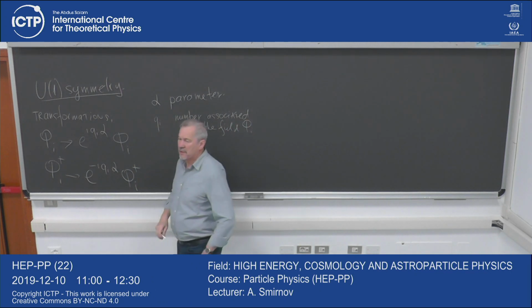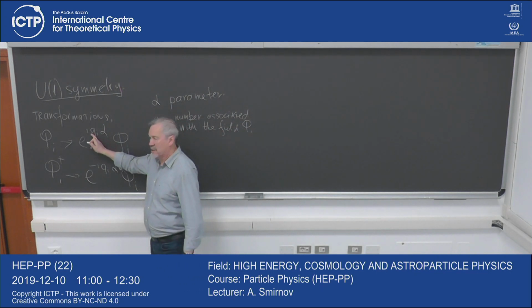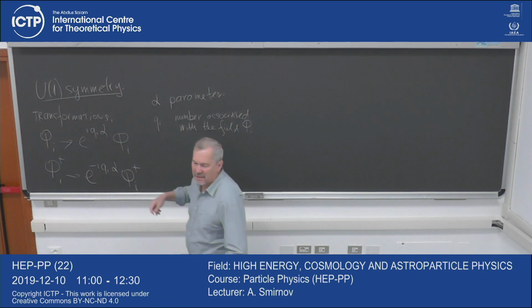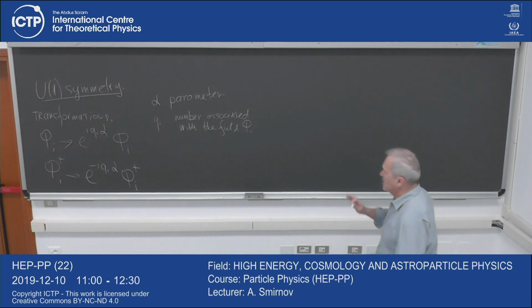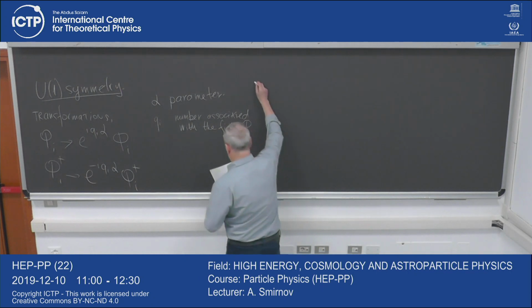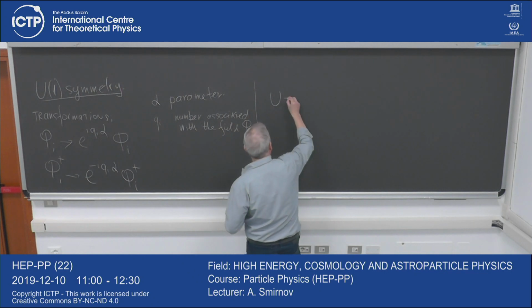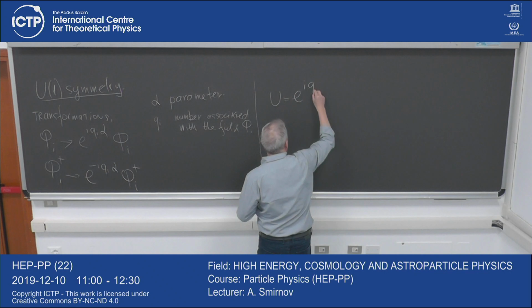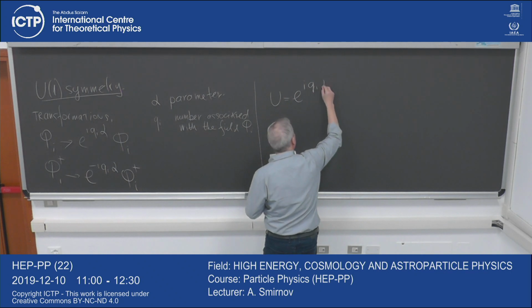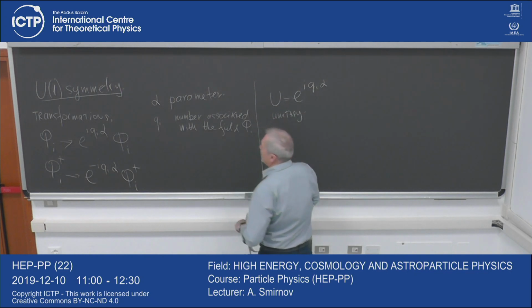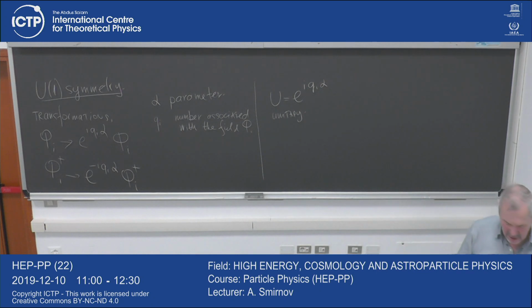So if you have several fields in your theory, then you have in general several different Q_i, 0, 1, 2/3, etc., which is actually characteristic of the field. When we go to the quantum level, it will be clear. So the transformation is exponent of i Q_i alpha, and this is a unitary transformation, and this is one dimension. So this is why we call this U1.